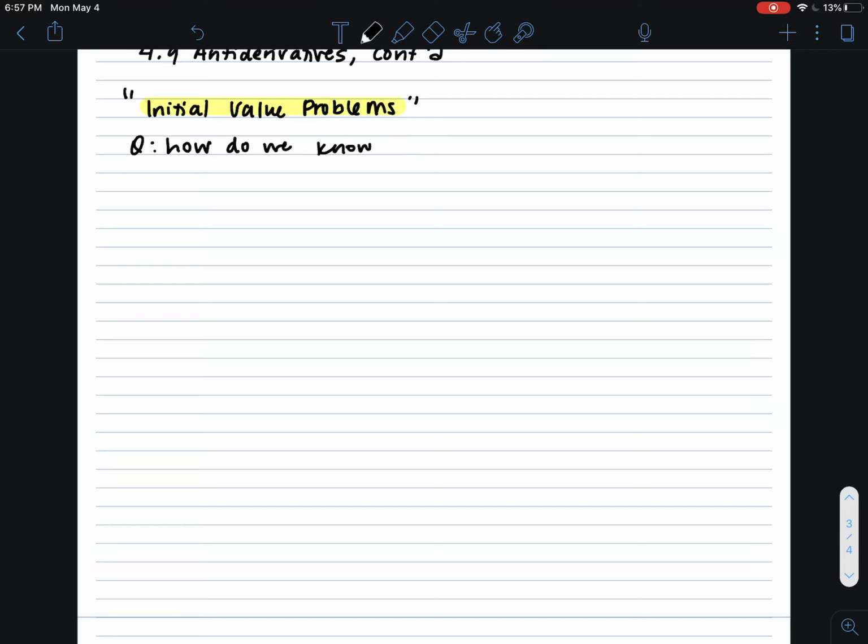Wow, that's terrible handwriting. What the plus c is, and the answer is we can't if we only know the function we're taking the integral of, but if we're given another piece of information, we can. And that's called an initial value problem, which is basically the integral that we're taking and then one more piece of information.